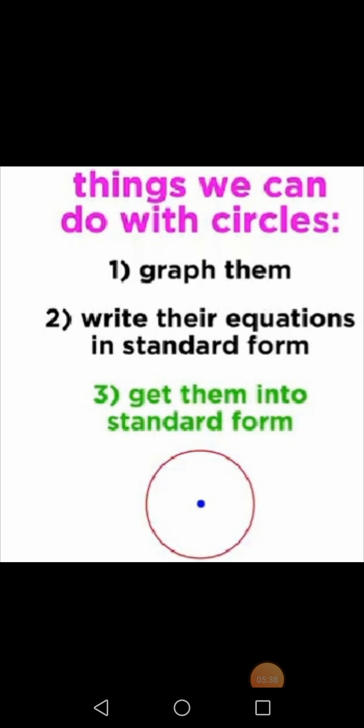So overall, the things we can do with circles are, first, graph them. Once I give you the center of the circle and the radius, you can graph it, right? You will start with the center, then move up and down, right and left with the radius. Second, write their equation in standard form. You can write the equation once you get h and k, the center, and the radius. You will substitute the value of h, substitute the value of k, and substitute the value of the radius to get the standard form.